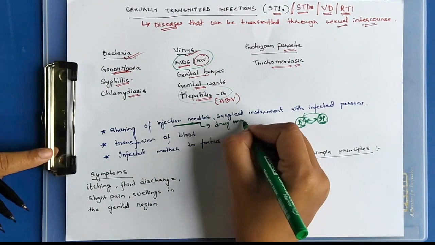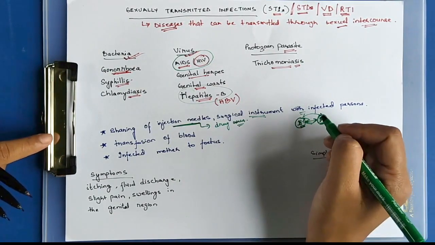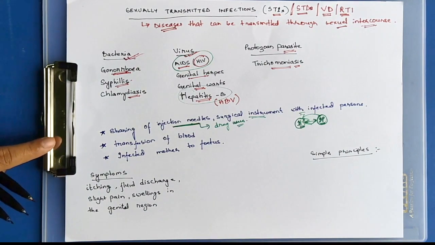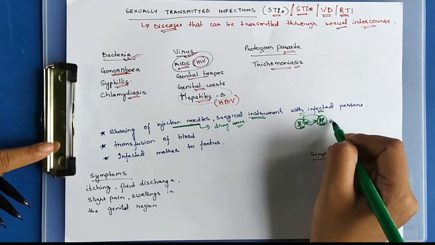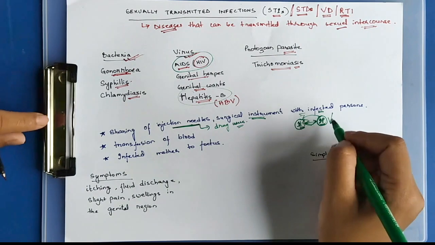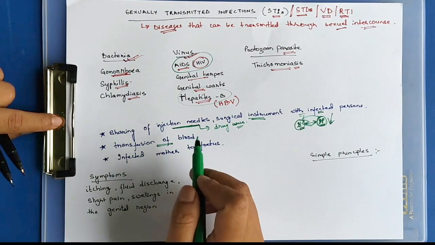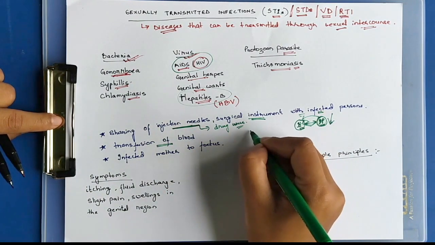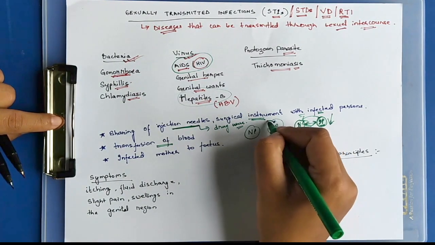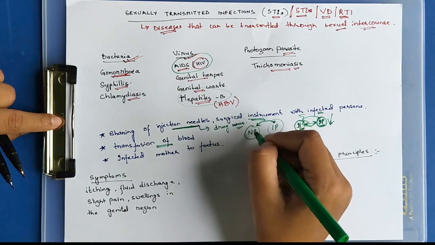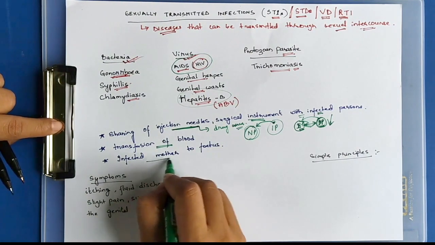Number 4: common surgical instruments used with an infected person. If the instrument is not cleaned and is used on a normal person, the disease can be transmitted. Transfusions of blood: blood from an infected person given to a normal person, then the normal person will be infected with the diseases. And next, infected mother to fetus.